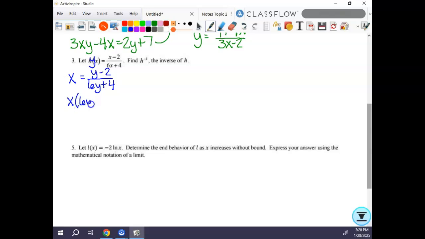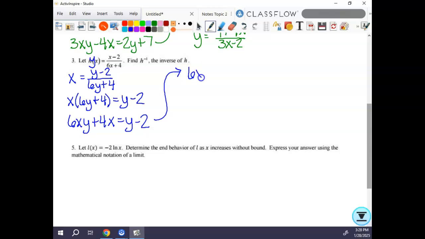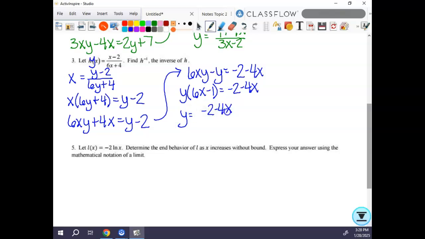x times (6y plus 4) equals y minus 2. Distribute: 6xy plus 4x equals y minus 2. All right, now again, I'm going to get all my y's together. So 6xy minus y equals negative 2 minus 4x. Factor out my y, which gives me y times (6x minus 1) equals negative 2 minus 4x. So y equals (negative 2 minus 4x) over (6x minus 1).